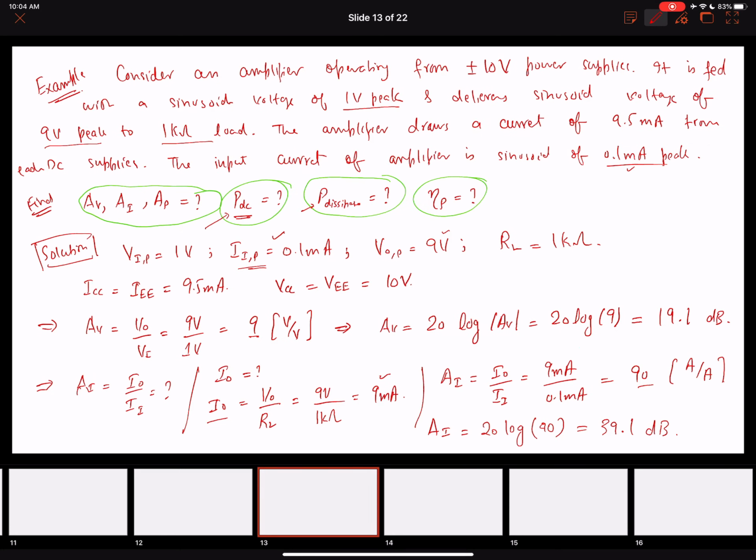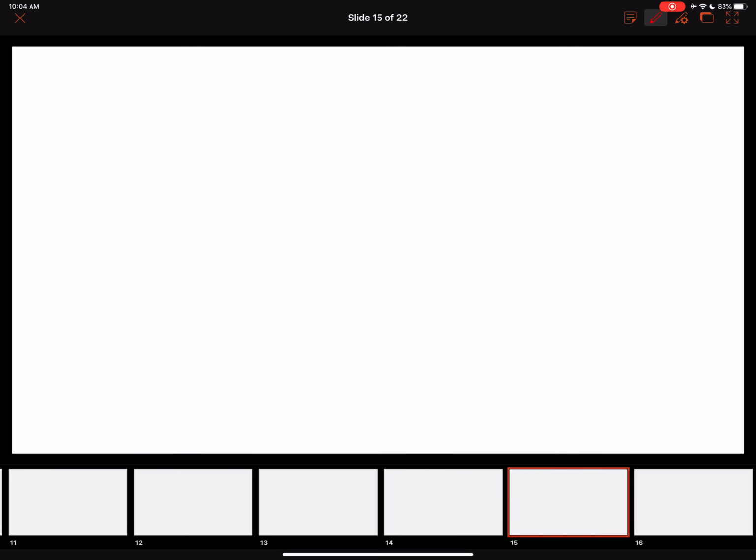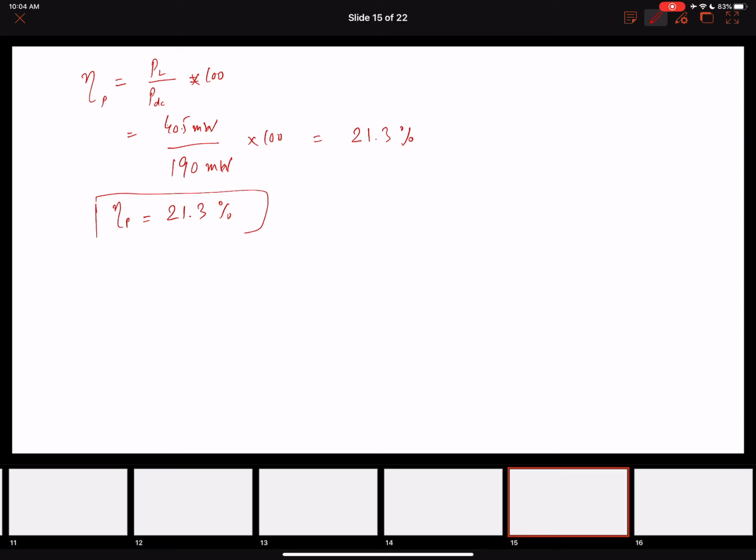Okay, our last thing that we need to determine now is the power efficiency of the amplifier. Now we know that our power efficiency equals the load power that is delivered to the power that is supplied, multiplied by 100, of course. So the load power that is delivered was 40.5 milliwatts divided by the power that is supplied from the DC supplies, 190 milliwatts. If you multiply that, your efficiency is going to come out to be 21.3%. So this was the percentage efficiency of your amplifier.